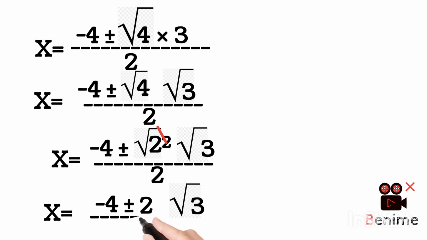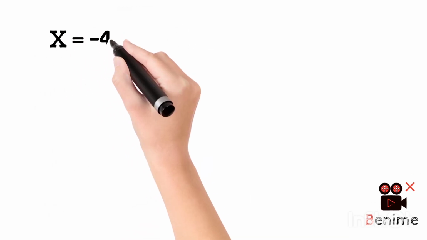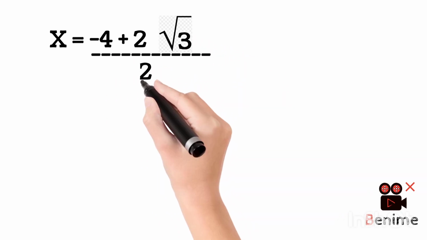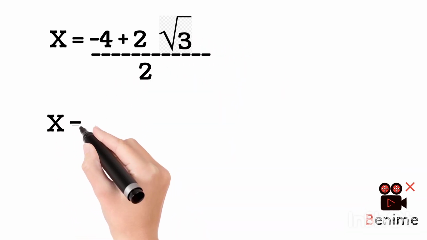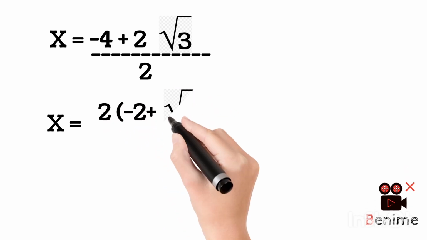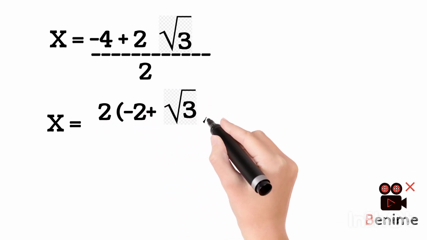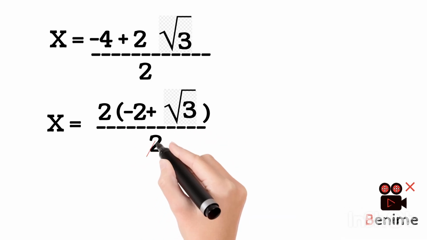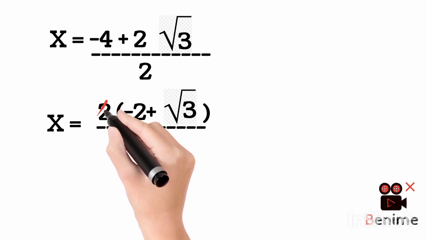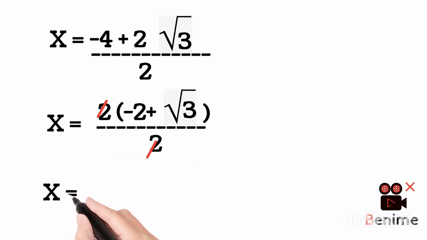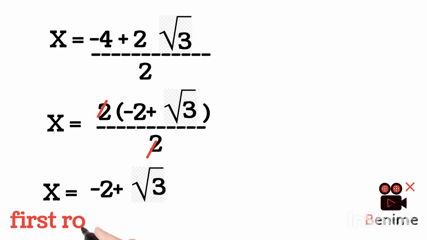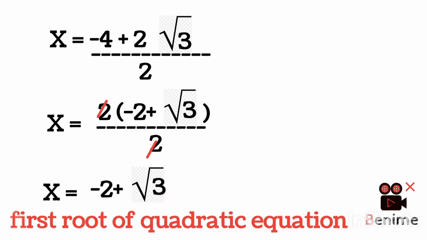So we get two roots. One is (-4 + 2√3) / 2. On solving it we take 2 common, (2(-2 + √3)) / 2. The 2 will cancel out with the 2 we have taken common, and then we are left with one root, which is x = -2 + √3. This is the first root of the quadratic equation.